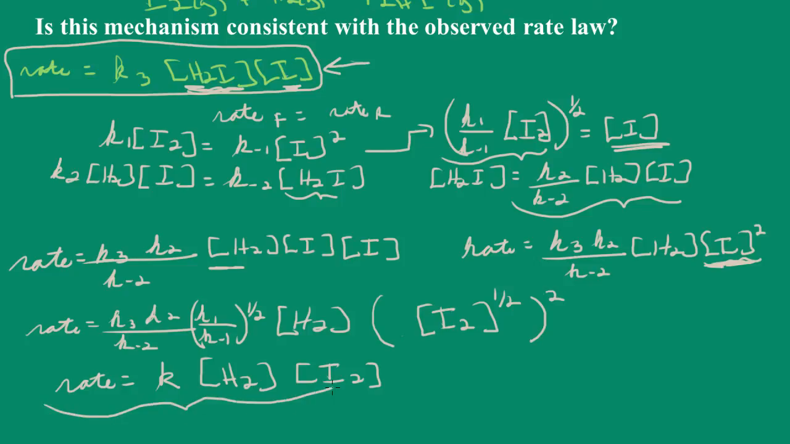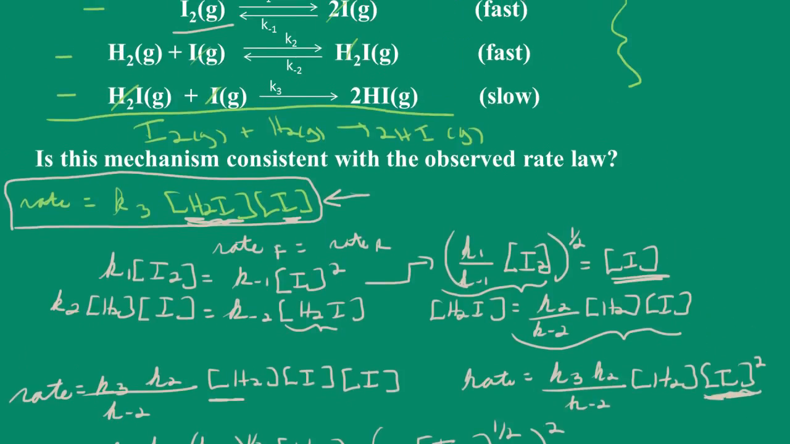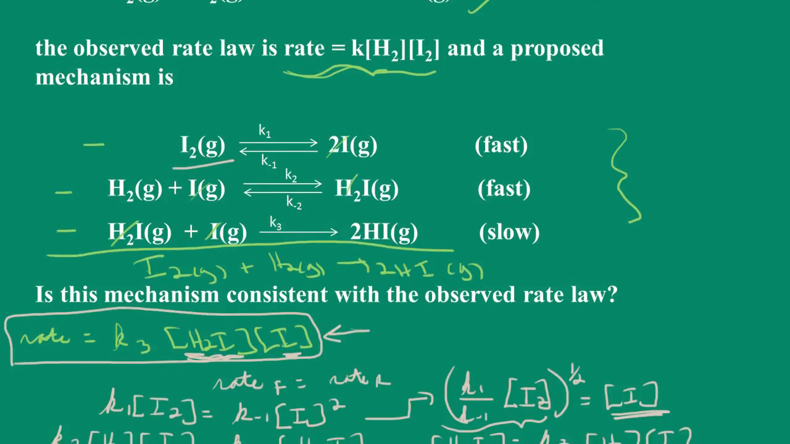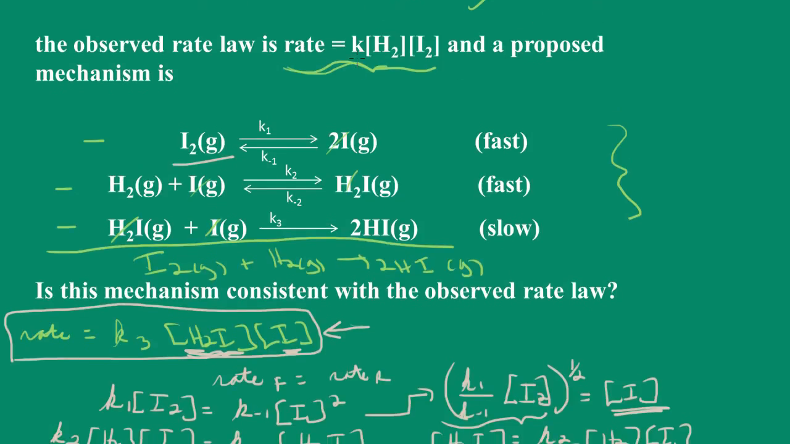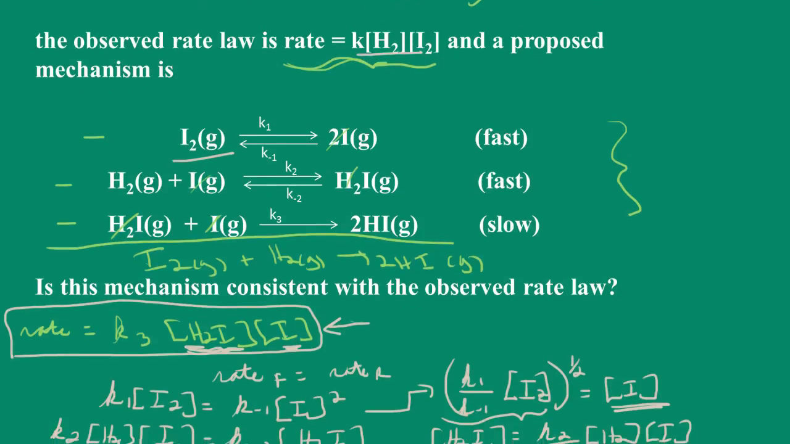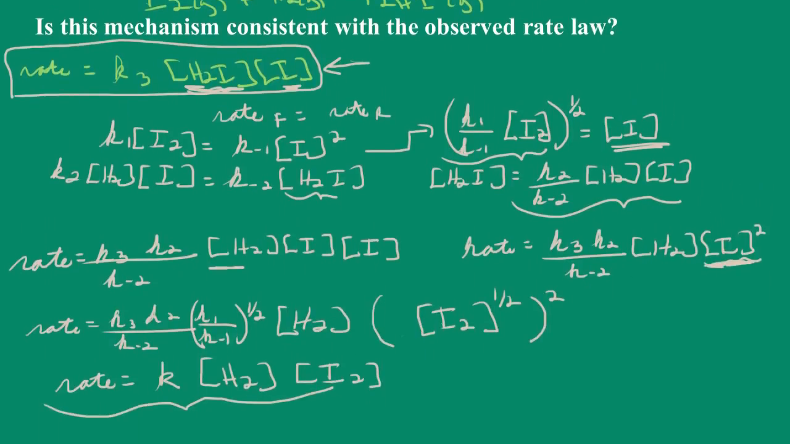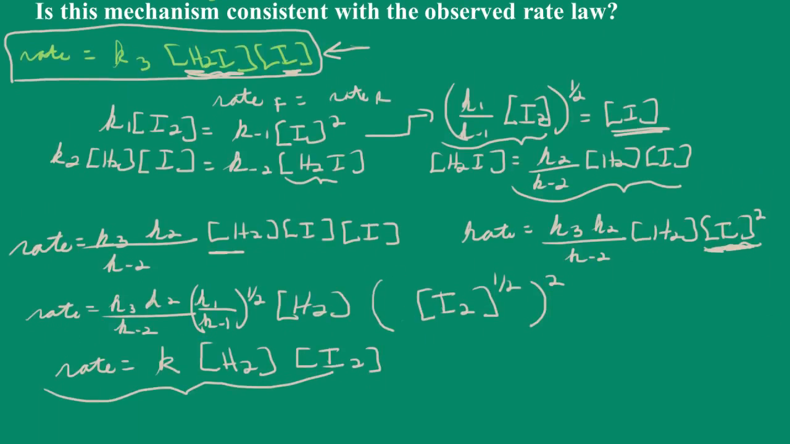So we can go ahead and compare this to the experimental rate law, which is here. So yes, this mechanism is consistent with the observed rate law. So this is a plausible mechanism. Actually, it's an accepted mechanism.